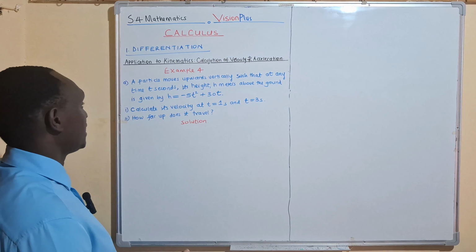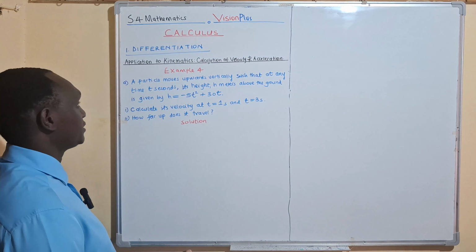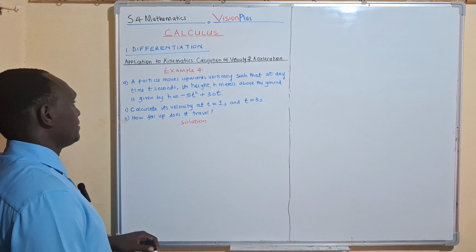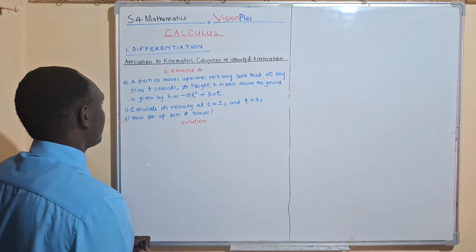We are looking at application to kinematics and calculation of velocity and acceleration. Example 4 part A says a particle moves upwards vertically. The particle moves vertically upwards such that at any time t seconds its height h meters above the ground is given by. So part A, we have a particle that moves vertically upwards.